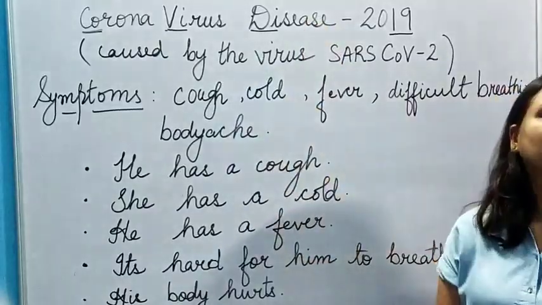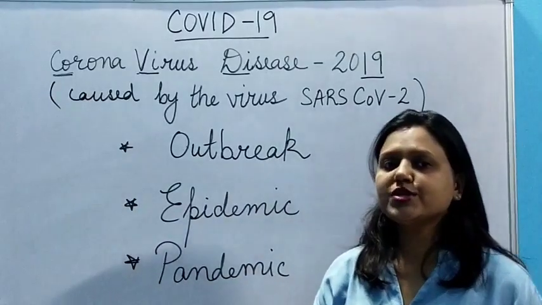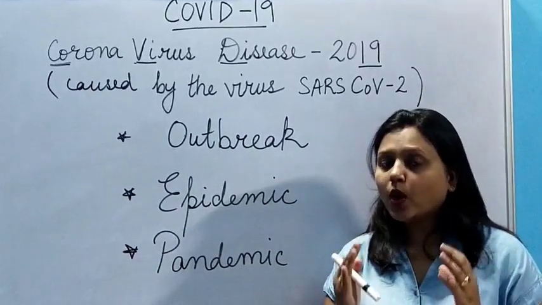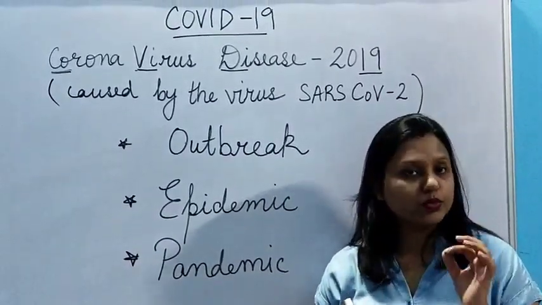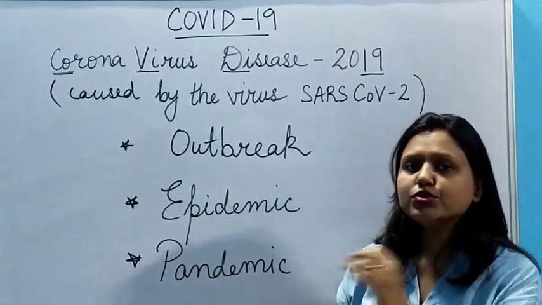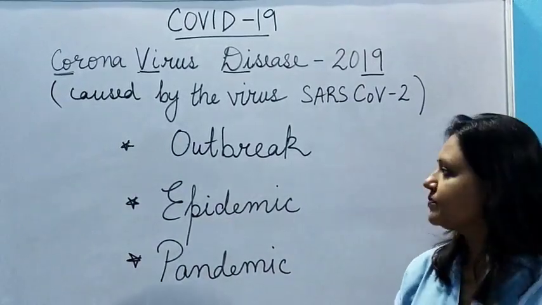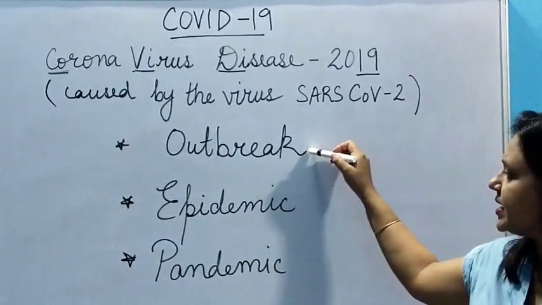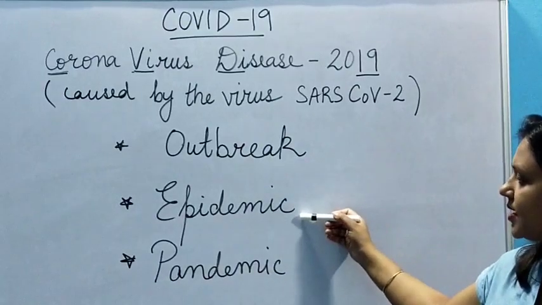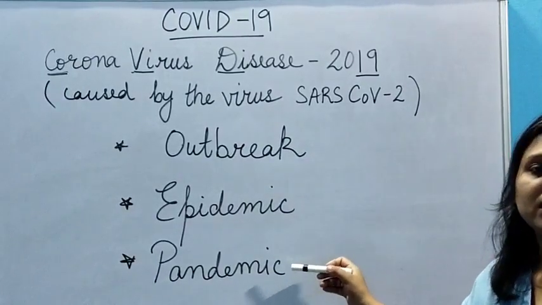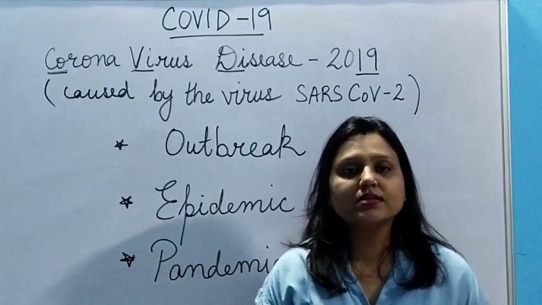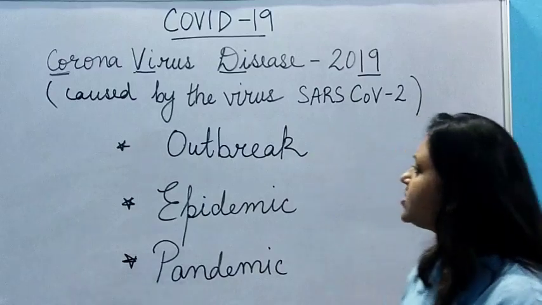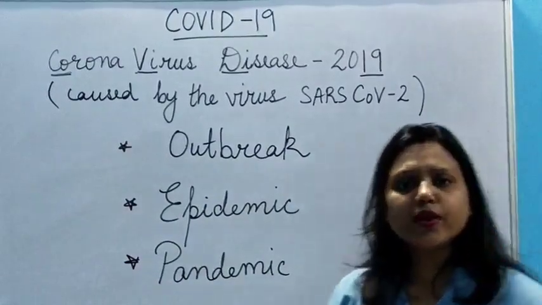Now I'm going to tell you three words which are actually nouns, what is the meaning of those words, and how we can use those words in a sentence. See, the first is outbreak, the second is epidemic, and the third is pandemic. These are the most important words in the present scenario or situation. Now let's understand the meaning of this word outbreak.